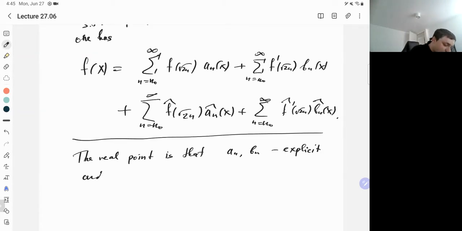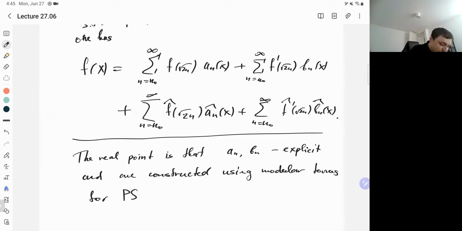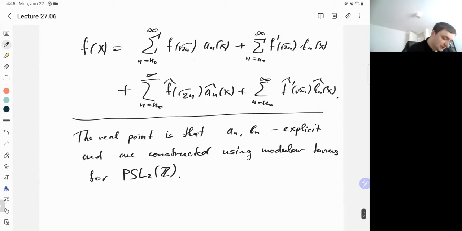And now I'm coming to the other part of the course: a_n and b_n are constructed using modular forms. I will say for the group PSL_2(Z), but that's not exactly true, but it's almost true.